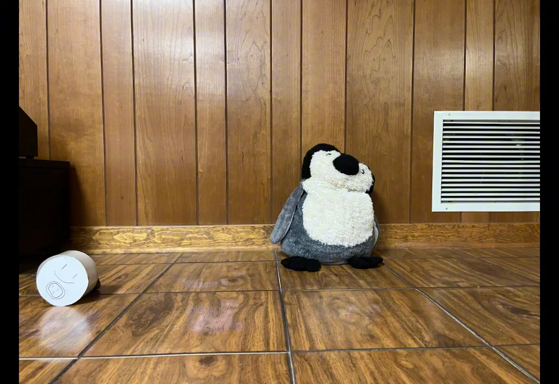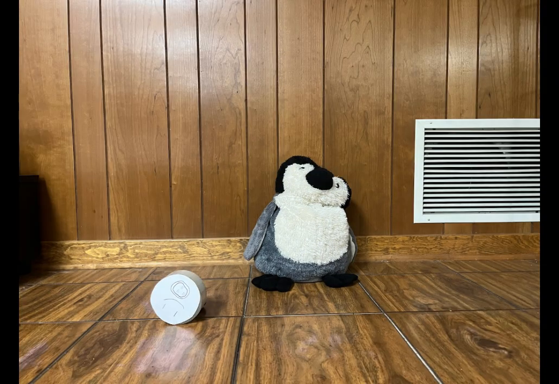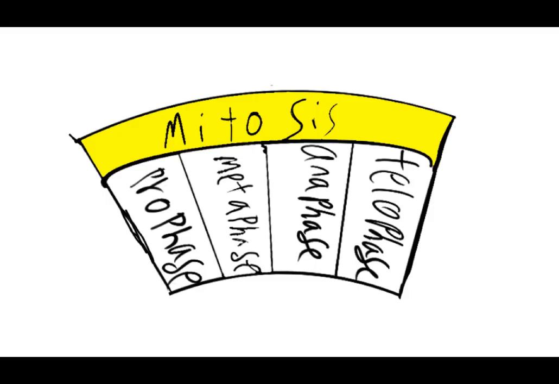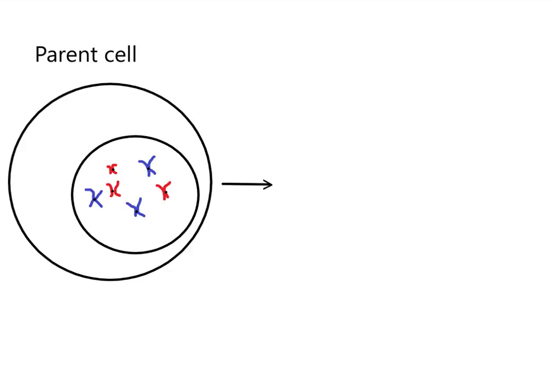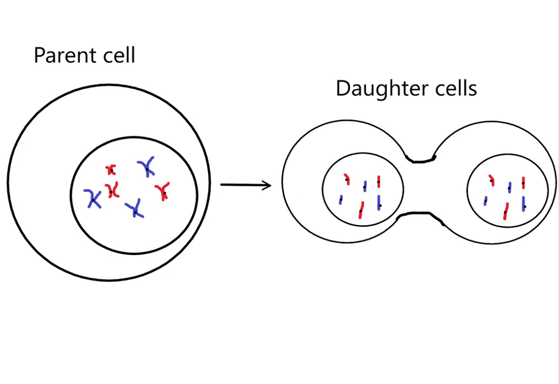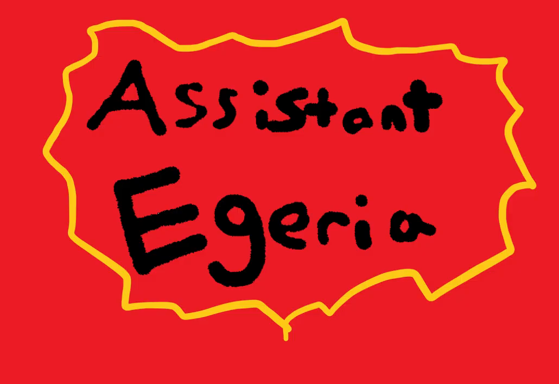Hello, we'll be covering the great phase of mitosis today. Mitosis is the process in which the nucleus divides, producing 2 genetically identical nuclei. This phase has 4 subphases, and I will have each of my assistant teachers talk about the phases.